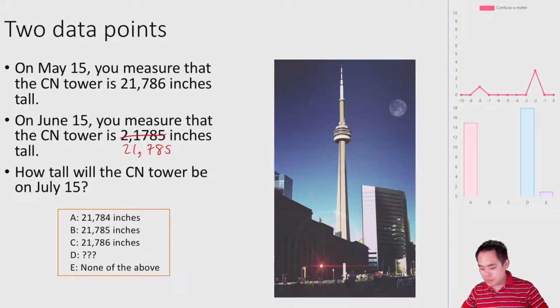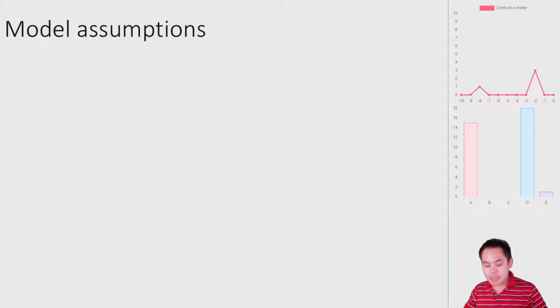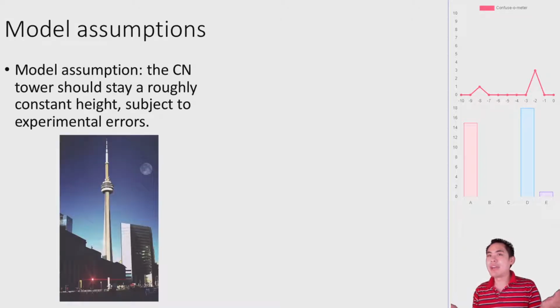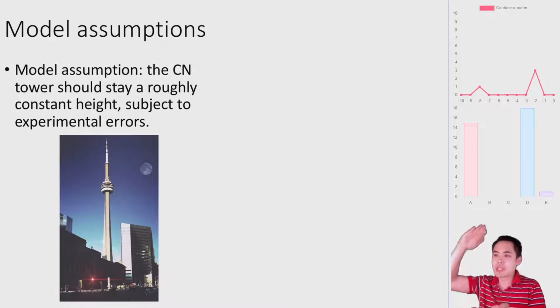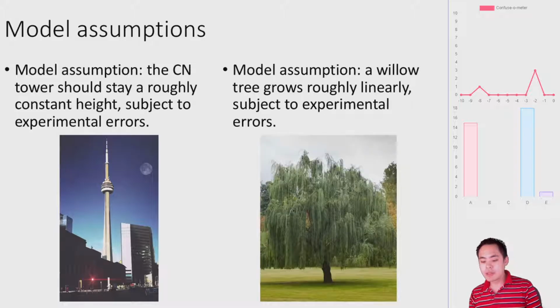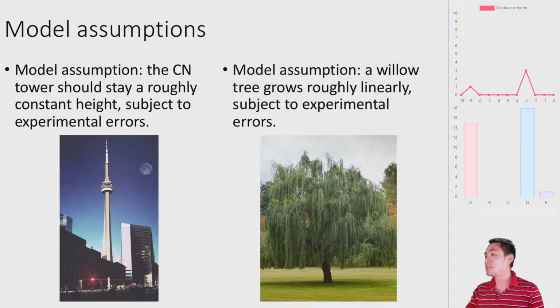Okay, so let's talk about that a little bit more. The basic idea here is that we have different model assumptions. For example, you might assume that the CN tower should stay a roughly constant height subject to experimental errors. So maybe you think that the CN tower doesn't grow up or shrink down as time goes on. On the other hand, many people would assume that a willow tree does grow, and you might make the additional assumption that it grows linearly, subject to some experimental errors. These are all assumptions you can make, and of course you can make other assumptions, and depending on your biological model, the assumptions might be better or worse. If you collect enough data, it might hint at what the correct assumption is, but you don't know this a priori.